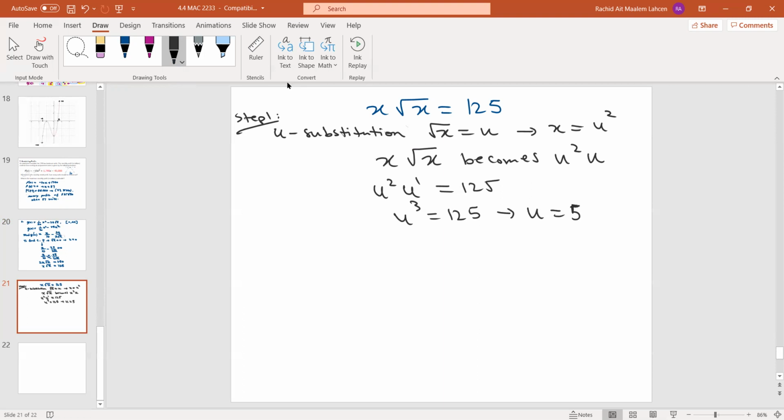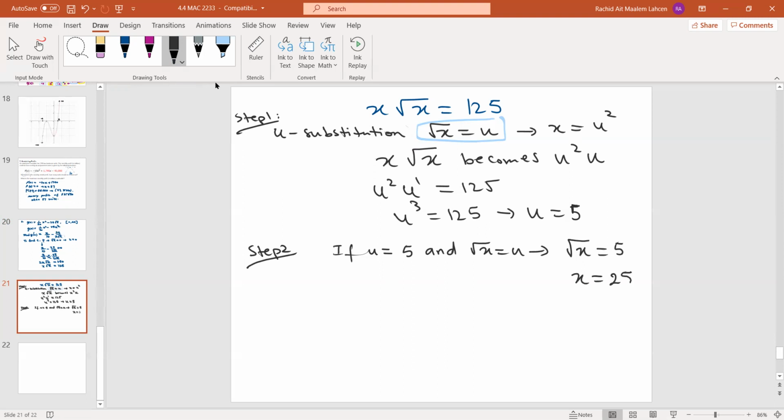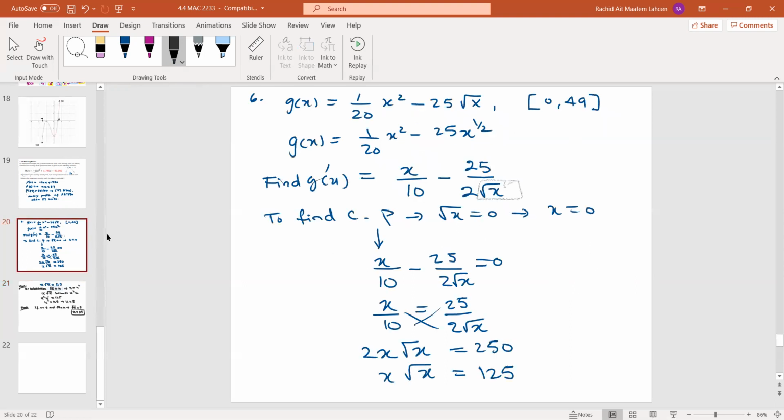So remember, the equation doesn't have a u, it has x. So step 2, we're going to switch back to x. So if u equals 5, and square root of x equals u, that means square root of x equals 5. So x equals 25. So that's what makes it 0. So we have now a few points. Remember 0, 49.